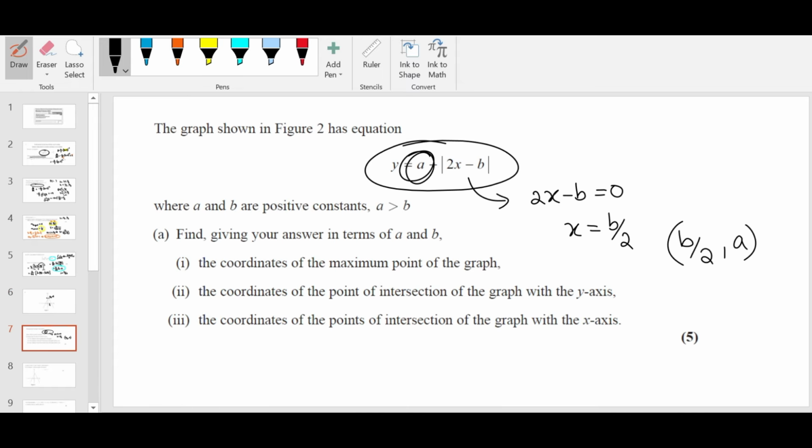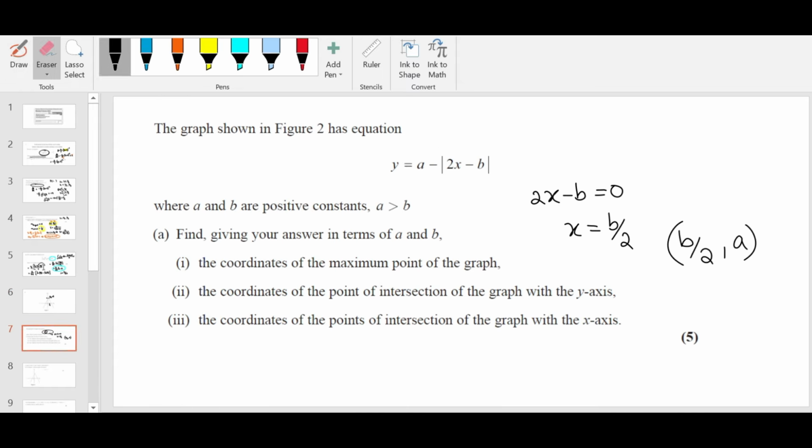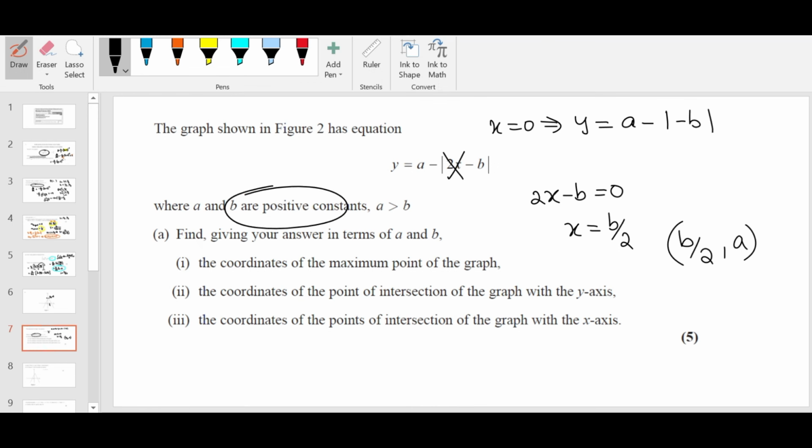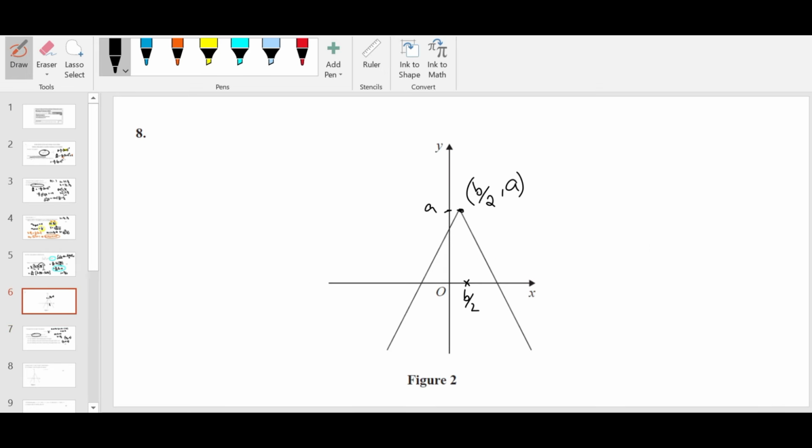Now find the coordinates of the point of intersection, part II. It says find the coordinates of the point of intersection of the graph with the y-axis. To find this, we replace x by 0. So when you replace x by 0, you get y is equal to a minus modulus of minus b. We know b is positive, minus b is negative. Modulus of minus b becomes just b, right? Because of the modulus sign. So the point is 0 comma a minus b. That's the y-intercept, meaning this point is a minus b.